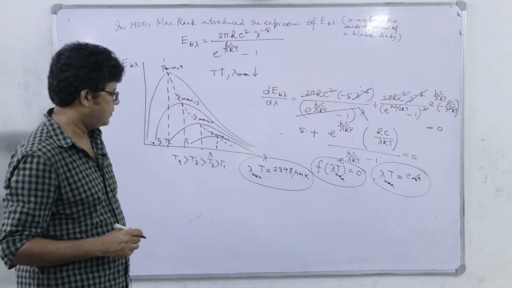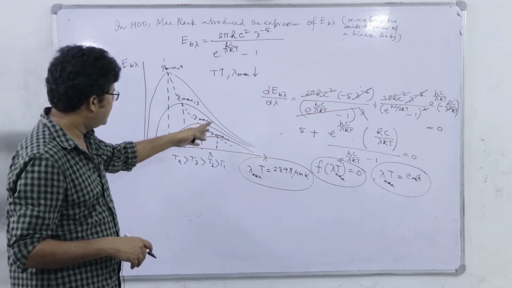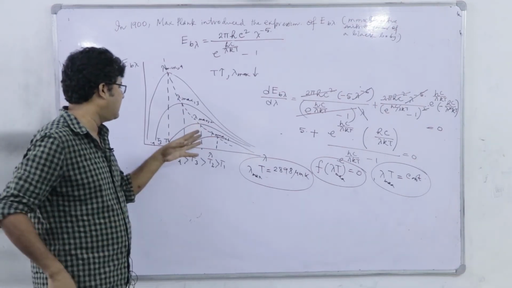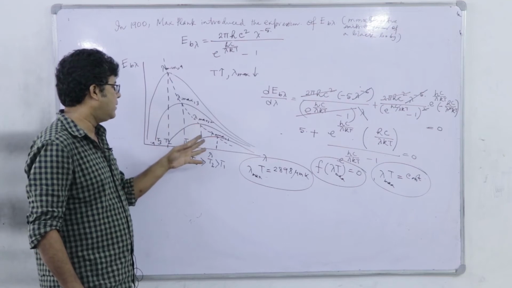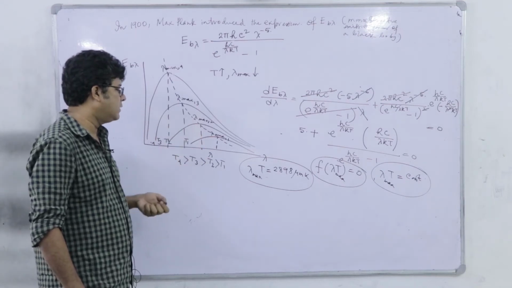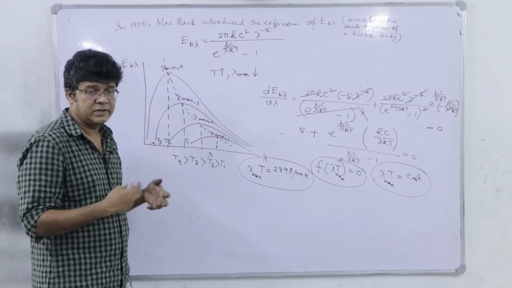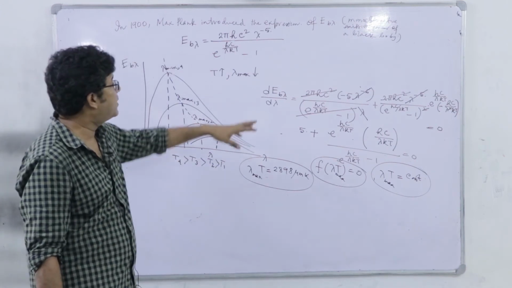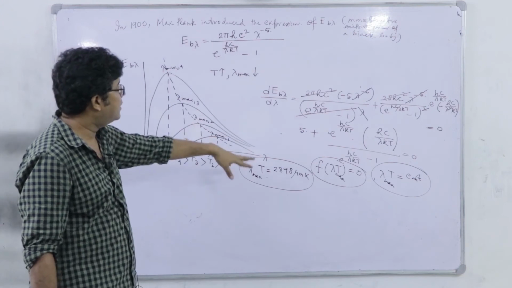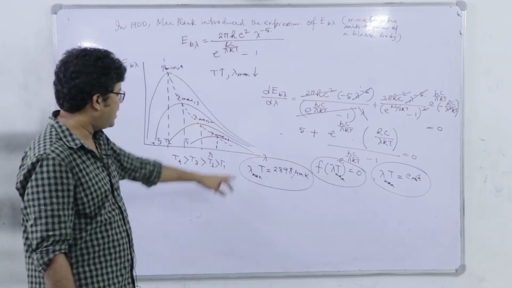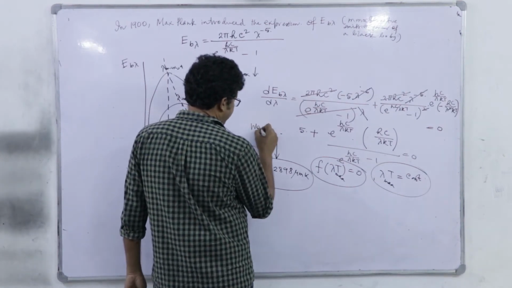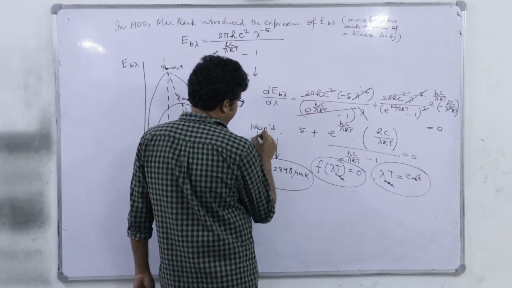And this equation says that E b lambda will achieve the maxima at a specific value of this lambda, and this will go on changing with temperature. This has been proposed by Wien much prior to Planck's theory, right, using thermodynamics, and this is called Wien's displacement law.